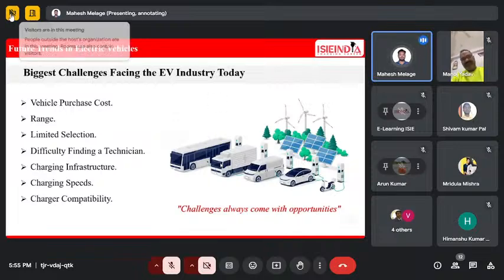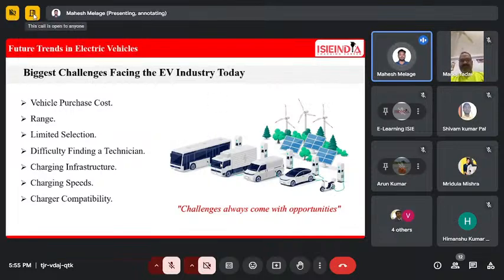Range is also a challenge, because the charge stored in a battery is limited, and a large battery storage requires more space. So it is a range problem, because higher battery storage gives higher range, and less battery storage gives less range. And the next one is the limitation of the charging infrastructure and also the charging speed.